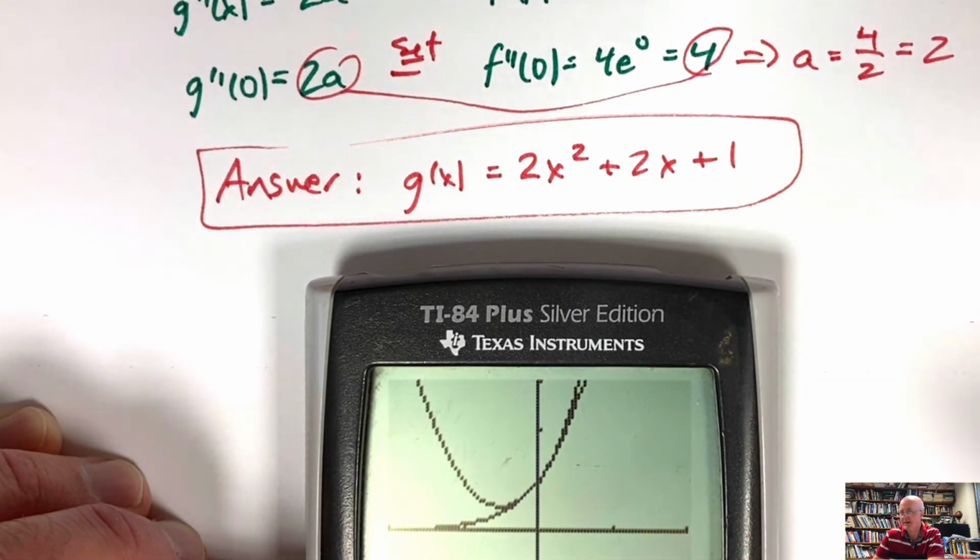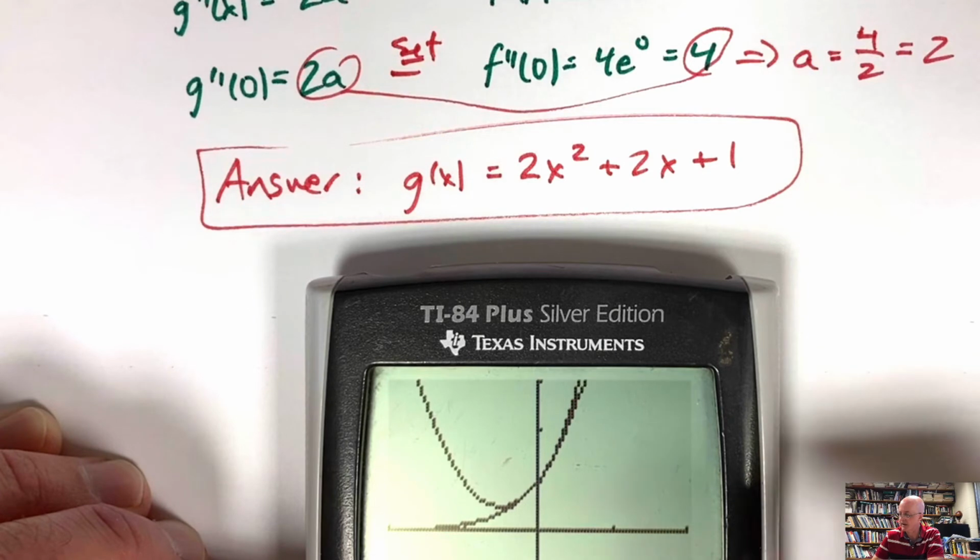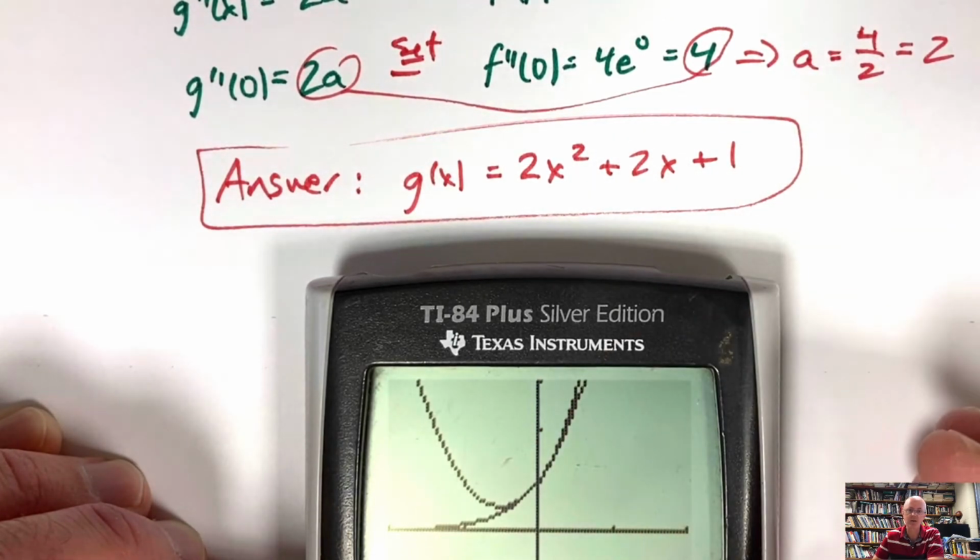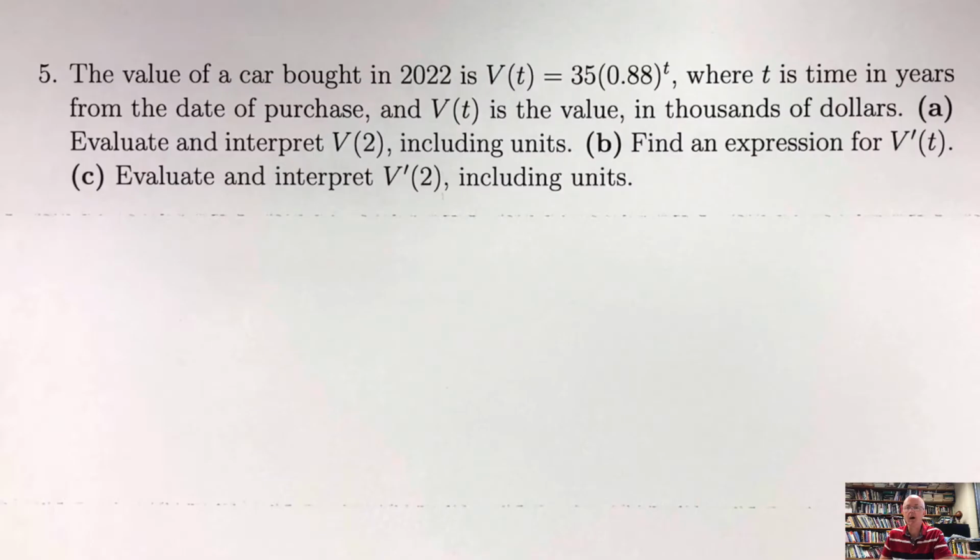Same curvature, you might say. Different ways to describe the same thing. Near 0, not elsewhere. This quadratic function is a good approximation to the exponential function when x is close to 0. Our last problem is about exponential decay in the context of car depreciation.